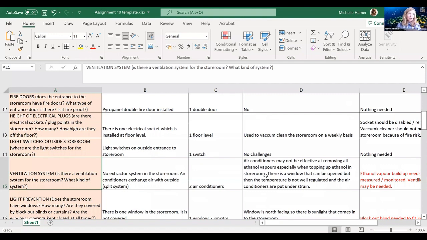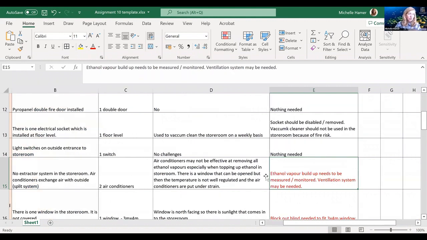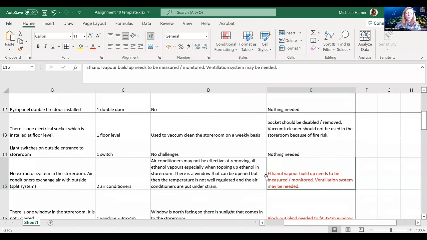So the ideal is to have some kind of extraction system. It might be manual: you have to switch it on to extract when you're working in there, or if there's any kind of buildup. And ideally, you should have some way of measuring that buildup. There are machines that can do it. I don't know what that costs, but it might be a matter of borrowing one just to see what levels you're reaching with your vapors. You should have a ventilation system. And then light prevention. In the previous assignment we looked at windows, how many and whether they had blinds. So you're really just pulling that across.